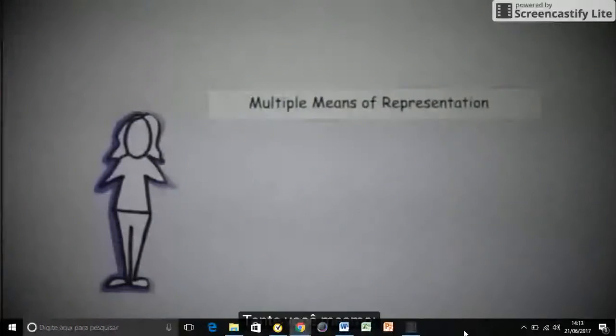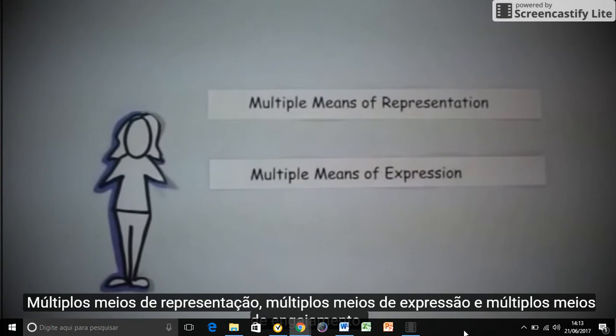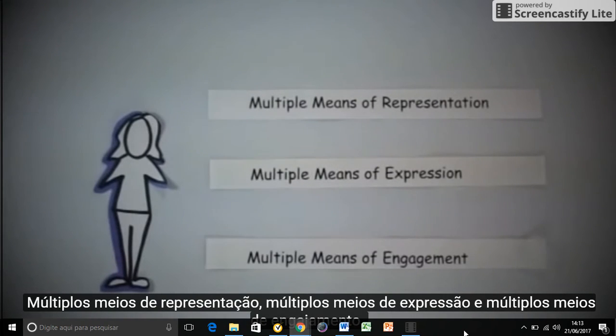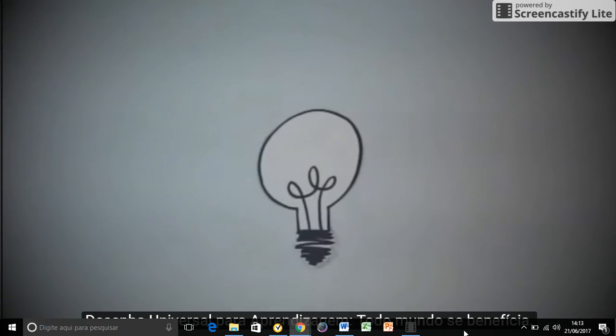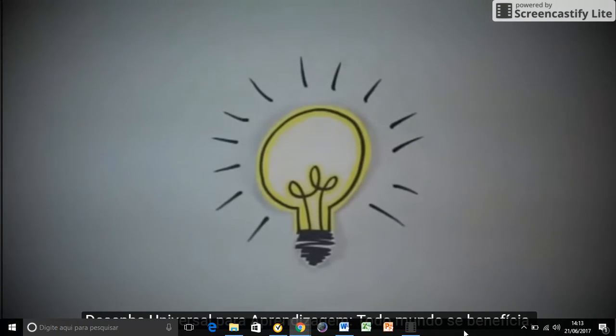Try it for yourself. Multiple means of representation, multiple means of expression, multiple means of engagement. Universal Design for Learning. Everyone benefits.